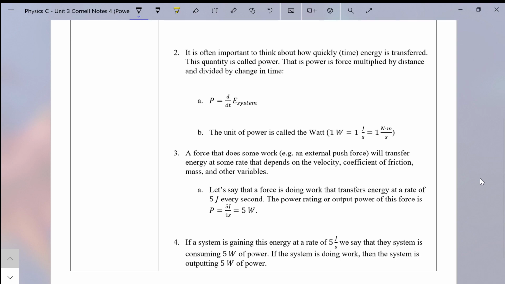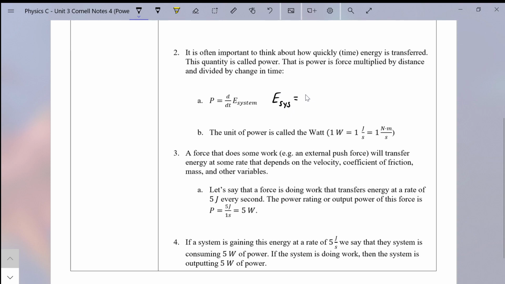Anyways, it's important to think about how quickly this energy is transferred. And when we think about this, we are thinking about power. So when we transfer energy, the rate of transfer of energy with respect to time is called power. And the power is basically force multiplied by distance and divided by change in time. So if we have our equation, power is equal to the derivative d/dt of the energy of the system.